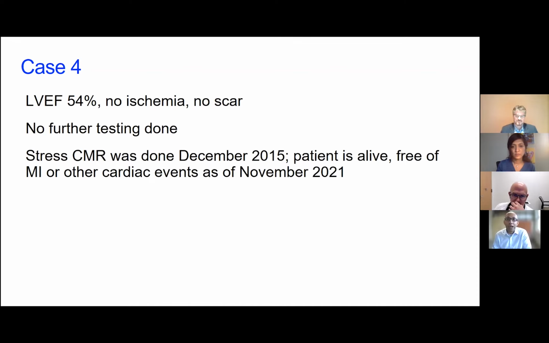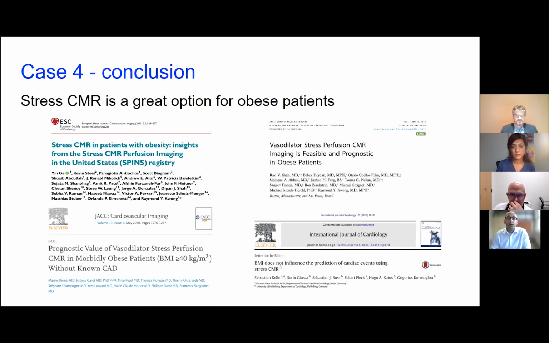The patient is alive, is free of MI and all other cardiac events, and he is being followed on an annual basis for his atrial fibrillation. So the conclusion is that stress CMR is a great option for obese patients.